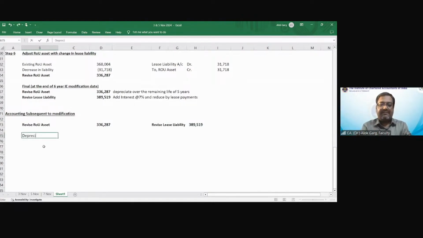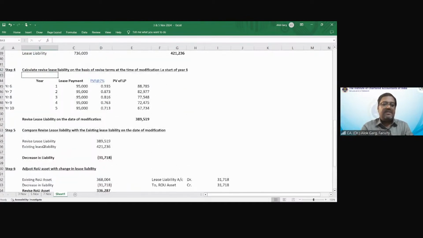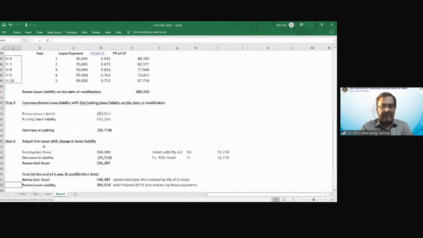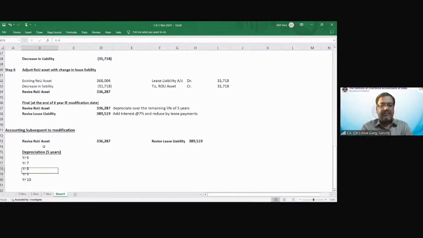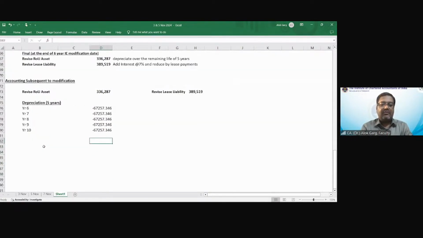Okay. Now my depreciation. How much is the depreciation every year? कितने साल में? 5 years में, बचे हुए इतने साल ही हैं. What is my depreciation? Year 6, 7, 8, 9, 10. Can you help me quickly? What is the depreciation? Divide by 5. What is my total accumulated depreciation? Accumulated itself is total accumulated depreciation.